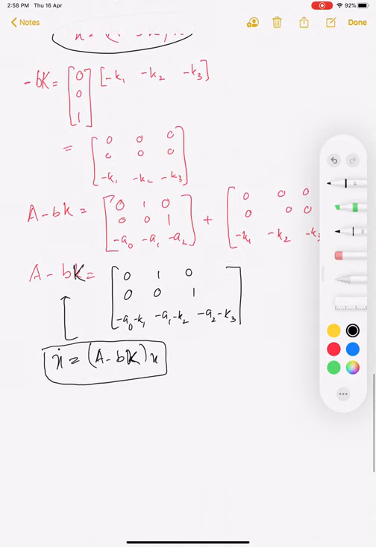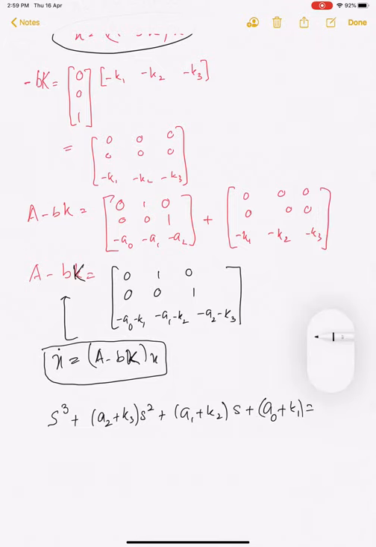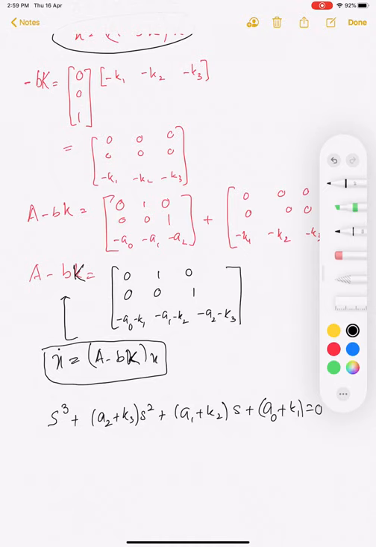In a similar way, you can write s cubed plus, now these are multiplied with minus 1, so you get (a2 plus k3) s squared plus (a1 plus k2) s plus (a0 plus k1) equals 0. So this is the characteristic equation for your system. The system characteristic equation has changed. Now your system is represented like this, and the characteristic equation is this.